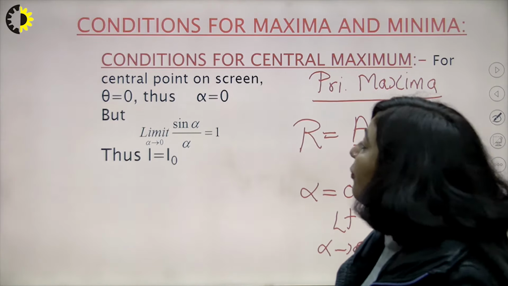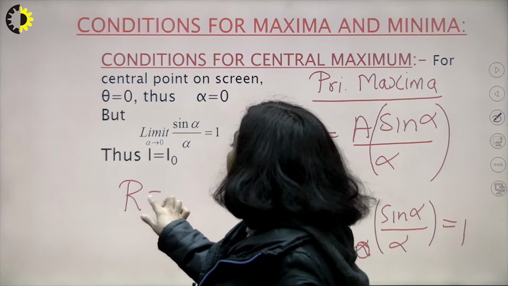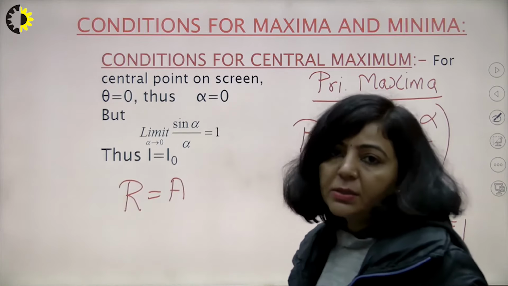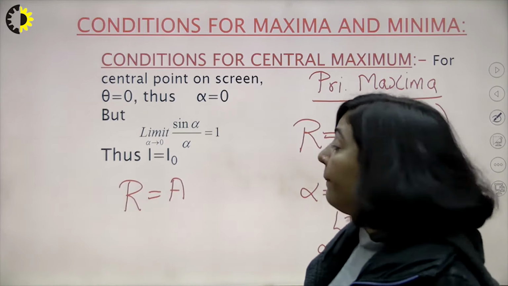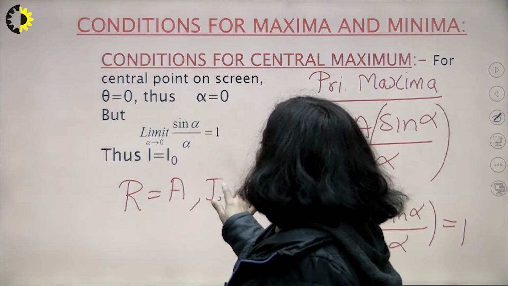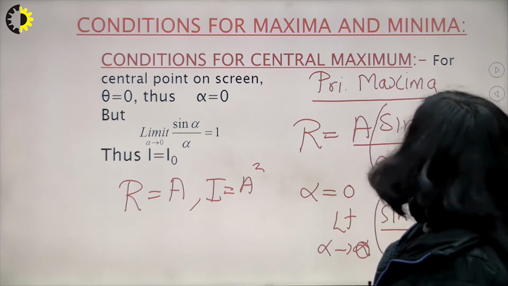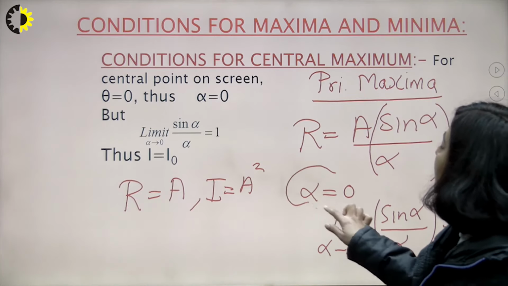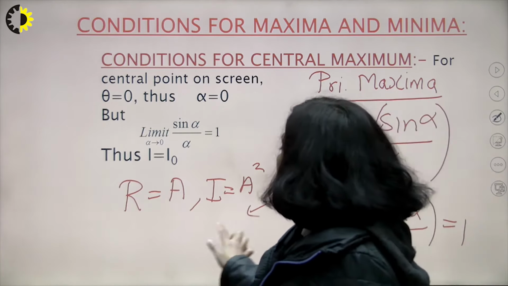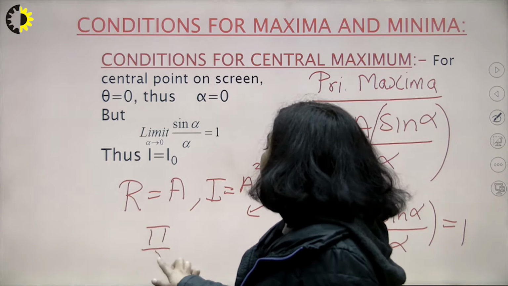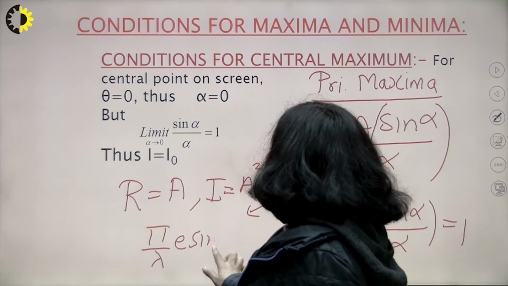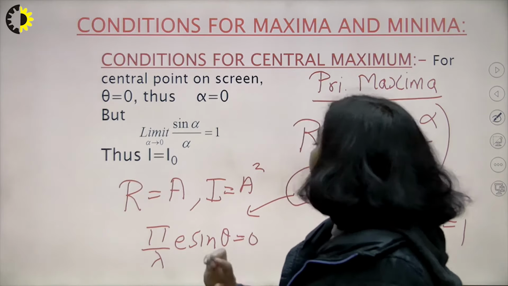So what will be the value of R then? R will be equal to A in that particular case. And if R is equal to A, then you know that I is the square of R, that is equal to A square. So you will get your principal maxima when alpha is equal to 0. And you also know the value of alpha: alpha is basically pi by lambda e sin theta. So for principal maxima, it will be 0.